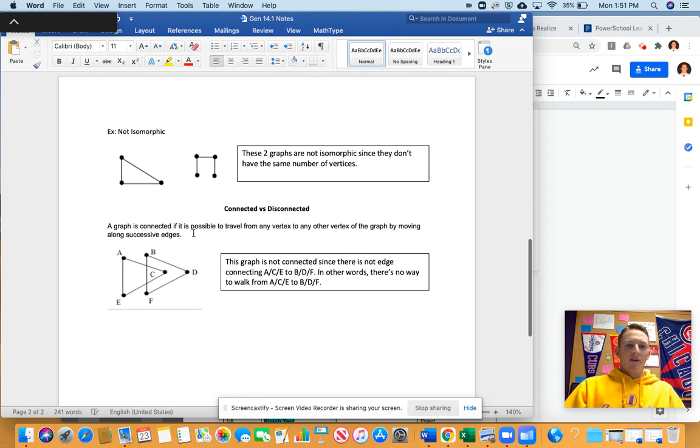And then a graph is connected. We would call a graph connected if it's possible to travel to a vertex from any of the other vertexes of the graph by moving along the edges. Looking at these two triangles, this graph is not connected because there is no way to get off of this triangle and onto this triangle. Even though the lines overlap, that doesn't matter. You have to go line, dot, line. You have to go through a dot.